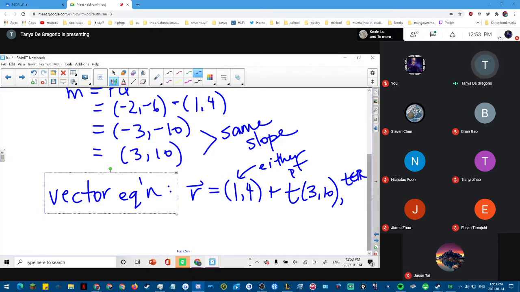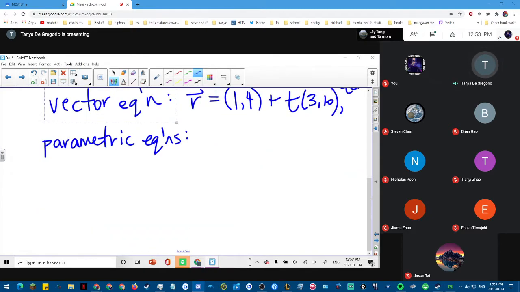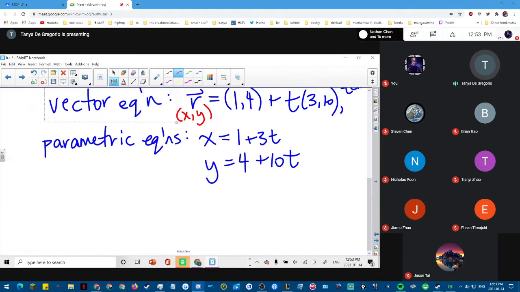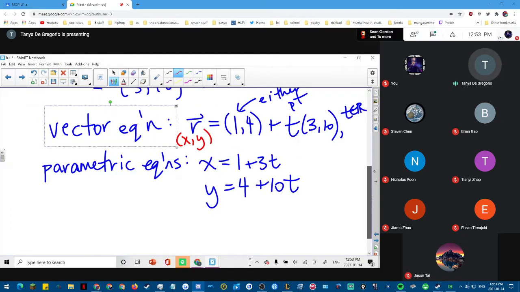Okay, now I need parametric equations. So parametric equations means I want x equals and y equals. So it's going to be x equals 1 plus 3t, y equals 4 plus 10t. Just remember, think of your vector r as components x, y. Are there any questions?